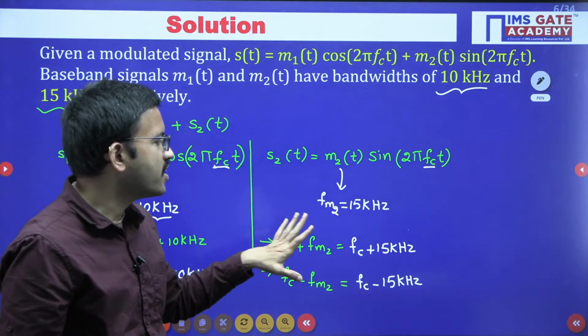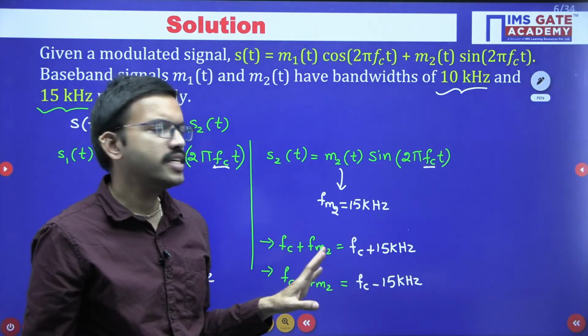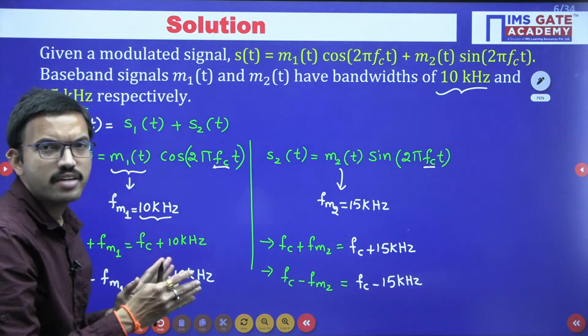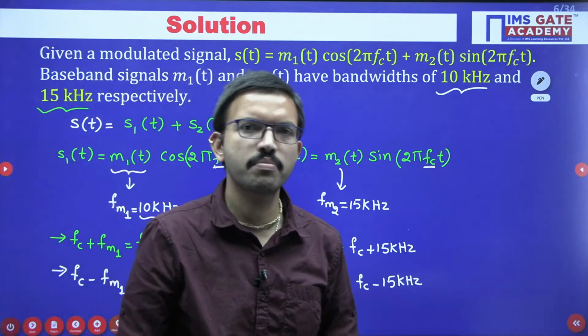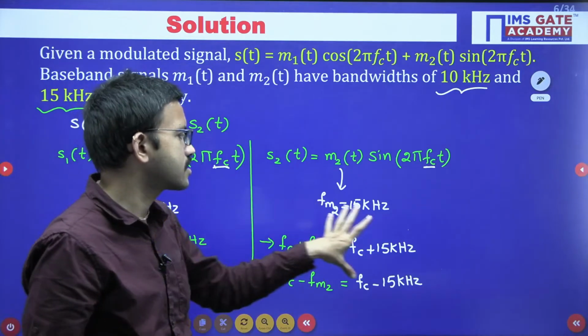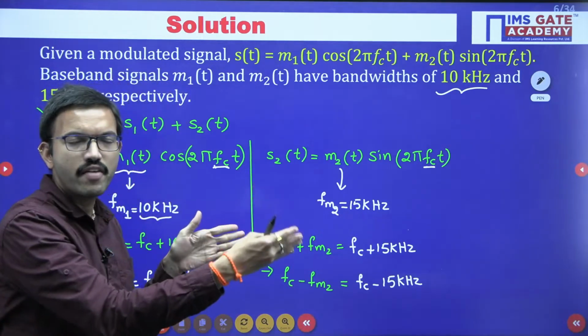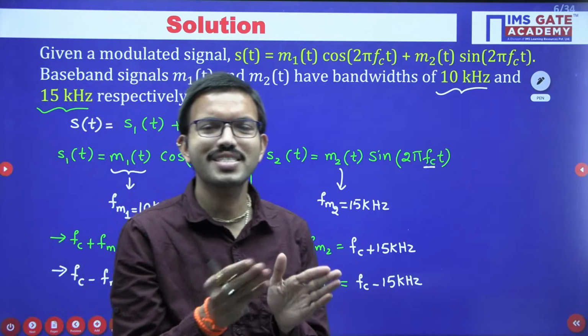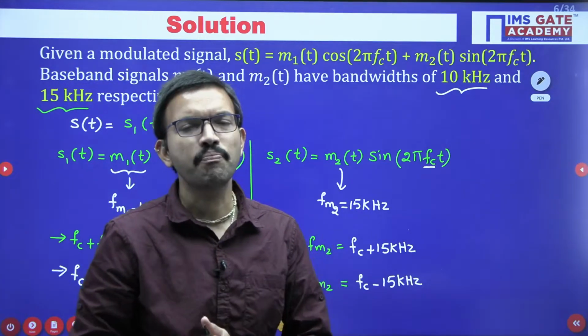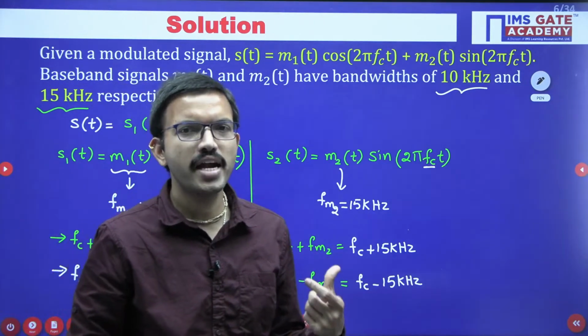So that is the reason this particular signal we will call a band pass signal, instead of baseband. Whenever the spectral components of a signal are centered around some very high frequency, that particular signal we call a band pass signal.